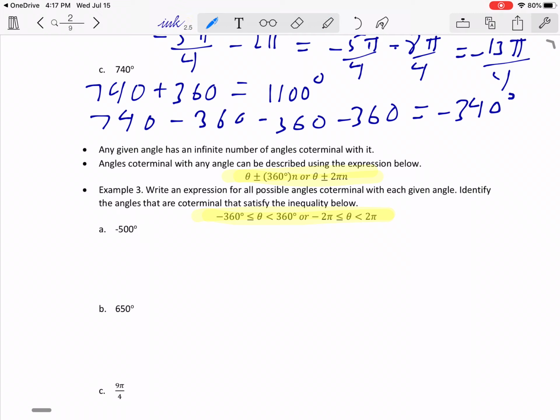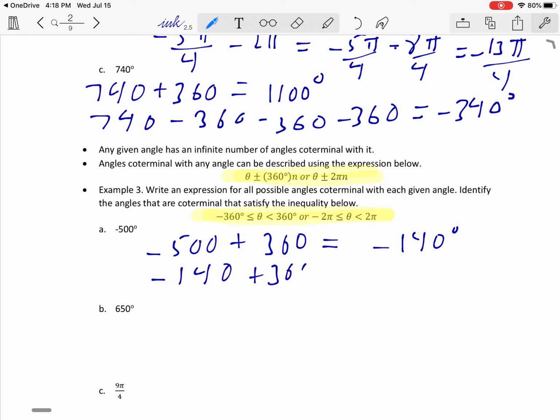So minus 500 is going to be minus 500 plus 360. Okay, so that gives you negative 140. Okay, so that fits between negative 360 and positive 360. And then what we can do is we can take that negative 140, add another 360, and that gives us 220 degrees. Okay, so these two answers would be your two answers that fit into that.